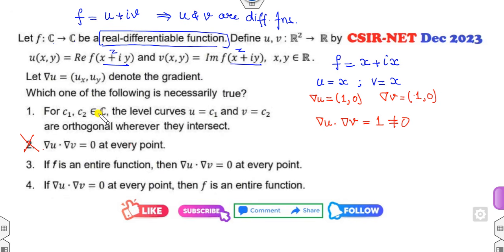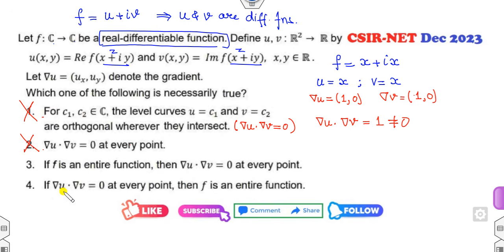C1 and C2 are complex numbers such that the level surfaces are orthogonal. What is the meaning of orthogonal? Your target is to prove this part should be 0. Fine. So that's again the same example. You can see I have taken that real differentiable function. This part is cancelled.